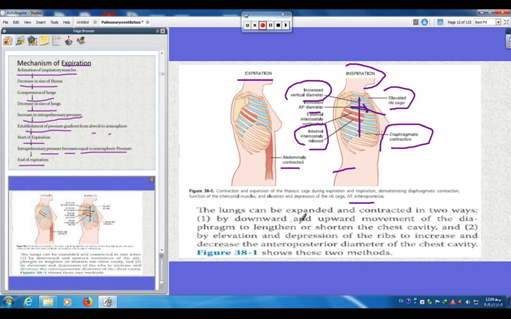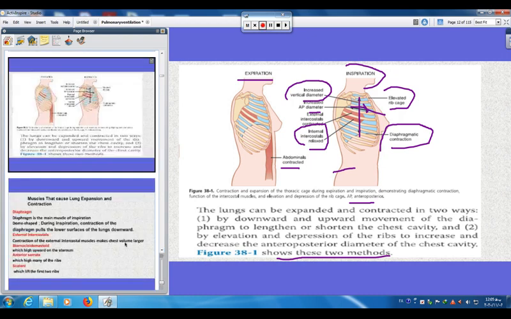The lung can be expanded and contracted in two ways: by downward and upward movement of the diaphragm to lengthen or shorten the chest cavity, and by elevation and depression of the ribs to increase and decrease the anteroposterior diameter of the chest cavity. A figure shows these two methods. Okay, you should study more in the book as well.